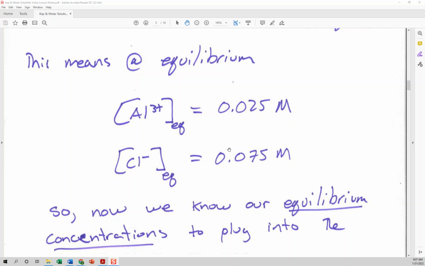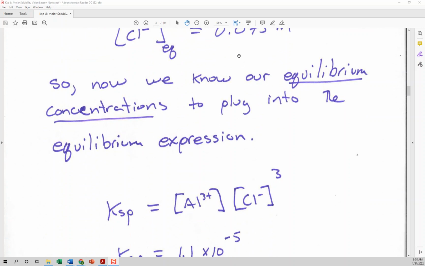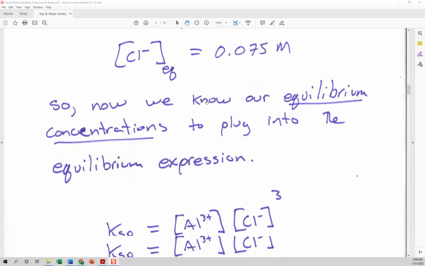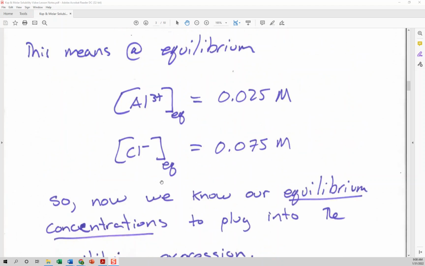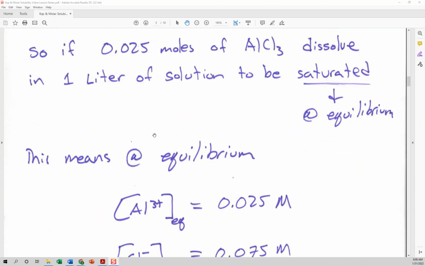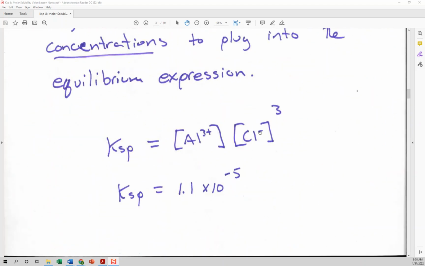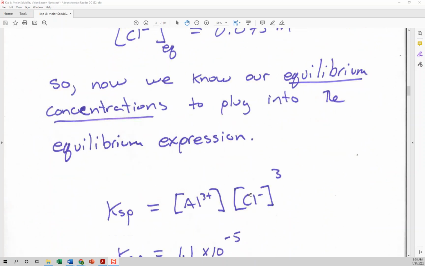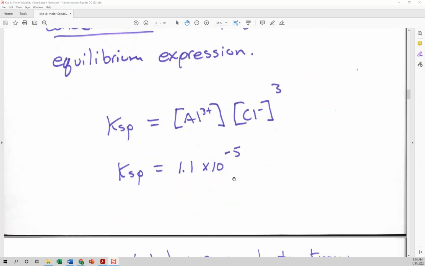Now we can plug those concentrations into the equilibrium expression and get the equilibrium constant. So we plug in those equilibrium concentrations, which are the saturated concentrations, into the equilibrium expression. For this reaction, Ksp equals the concentration of aluminum times the concentration of chloride cubed. I don't have a denominator because that's a solid. So I plug in 0.025 here, I plug in 0.075 here, I have to remember to cube it, and I get my Ksp.